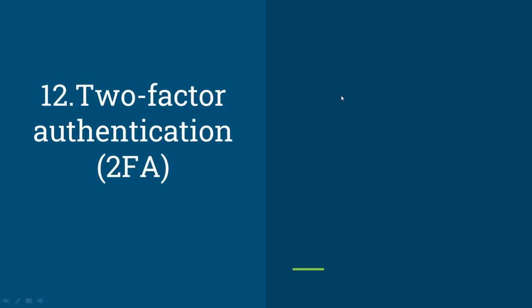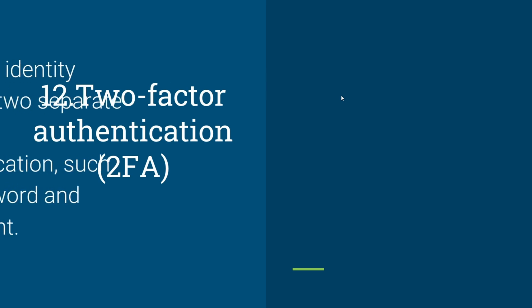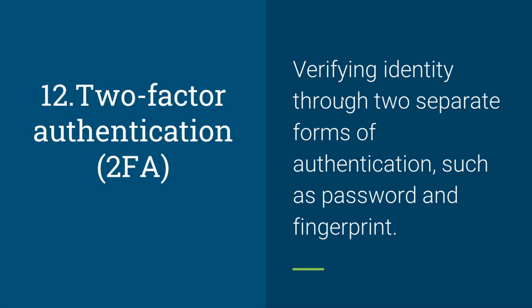Next important term is two-factor authentication, or 2FA. We already studied the term authentication, which means verifying identity. Other than a password, 2FA uses a fingerprint or cards. Let's have an example: imagine you are a system administrator for a financial institution. To improve security, you decide to implement two-factor authentication for accessing the company's internal systems, especially for remote access and sensitive applications. So 2FA is verifying identity through two separate forms of authentication, such as password and fingerprint.